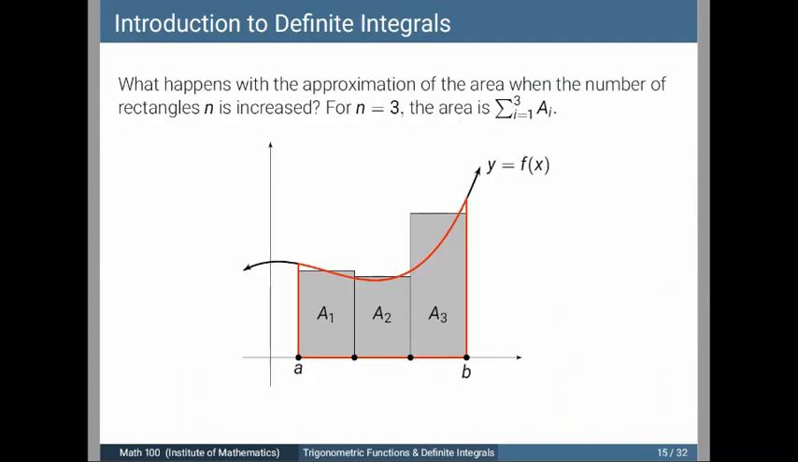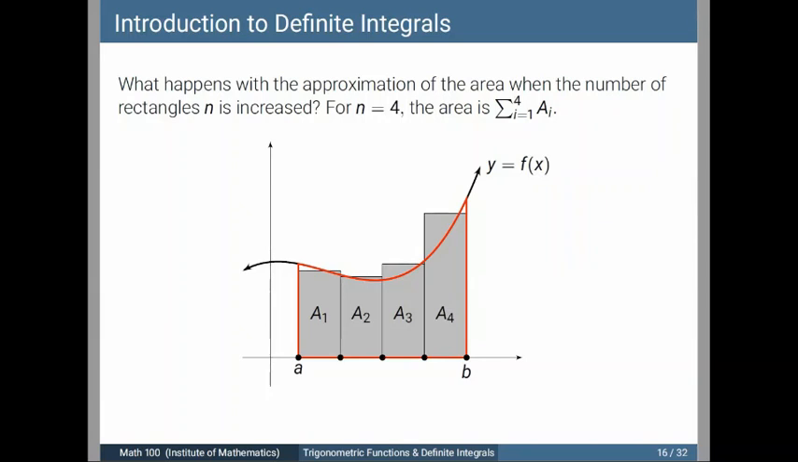Now we go back to our original goal. Here we just renamed x0 to be a and x3 to be b. So from these approximations, how can we get the exact area of the region? Let's make the following observations. For n equals 3, we saw that the approximation is A1 plus A2 plus A3. Compared to the exact area, there might be some excess because of the portion of A3 exceeding the region.